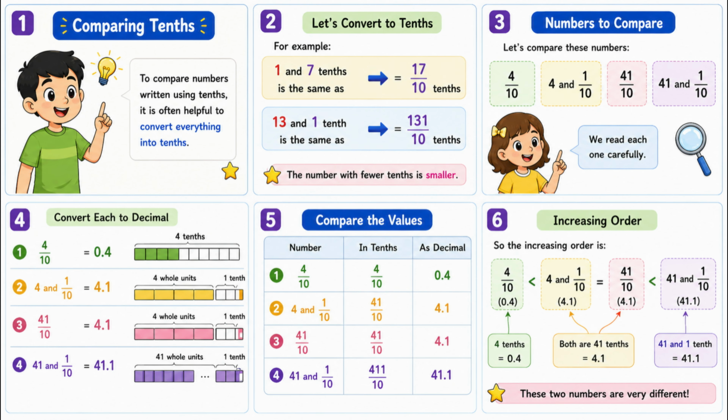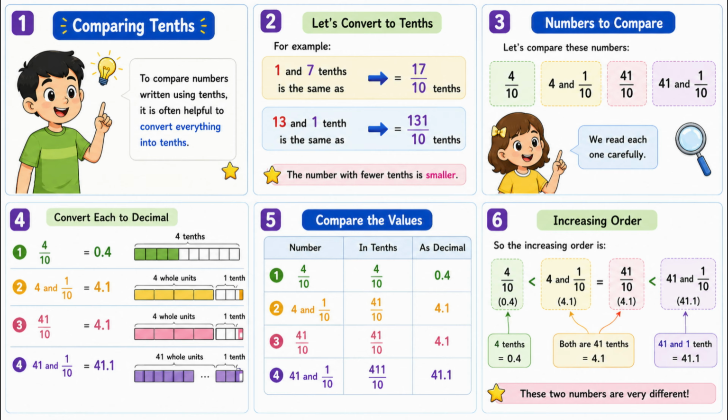Comparing tenths. To compare numbers written using tenths, it is often helpful to convert everything into tenths. For example, 1 7/10 is the same as 17 tenths. 13 1/10 is the same as 131 tenths. The number with fewer tenths is smaller.